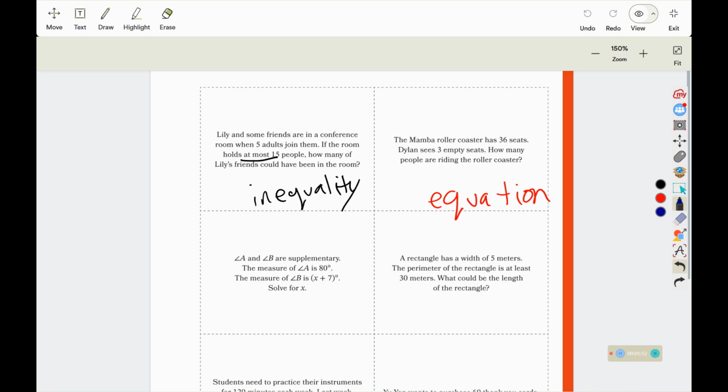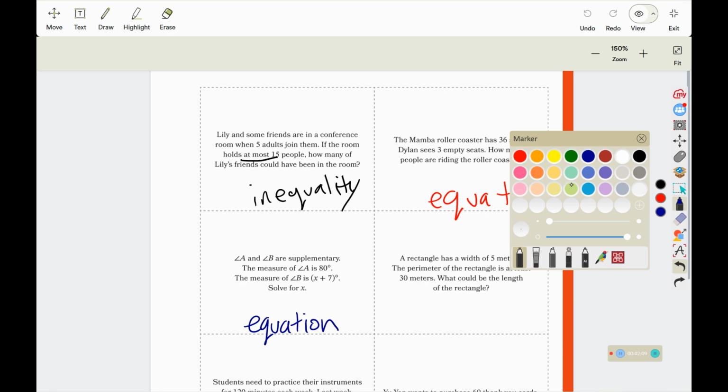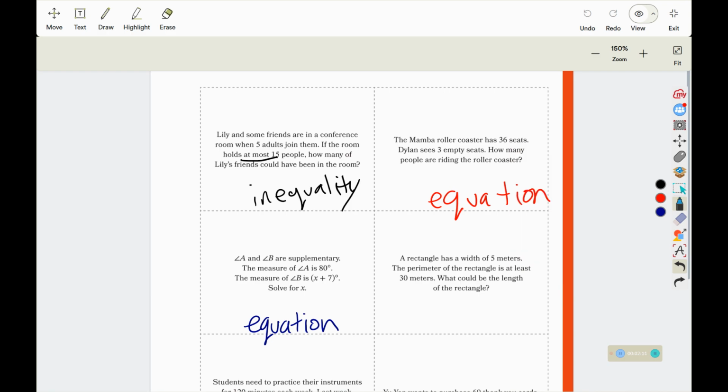Angle A and angle B are supplementary. The measure of angle A is 80 degrees, and the measure of angle B is x plus 7 degrees. Solve for x. That would be an equation. There's only one value that angle B can equal. A rectangle has a width of 5 meters. The perimeter of the rectangle is at least 30 meters. That phrase indicates we will use an inequality.